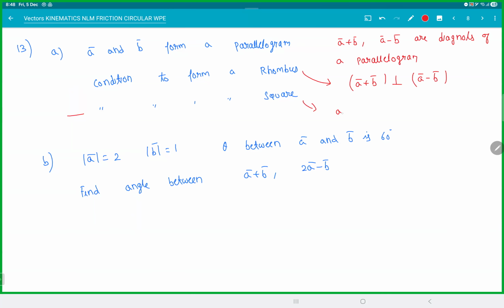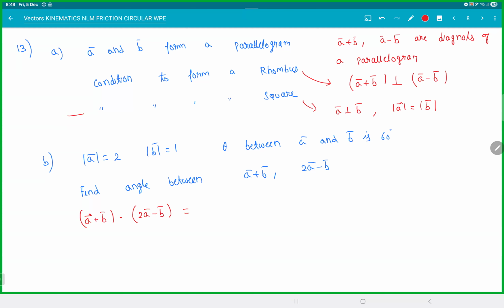For a square, A bar must be perpendicular to B bar and mod A bar must be equal to mod B bar. Sides must be equal and the sides must be perpendicular. Clear with that? What is the next thing? You want the angle between A plus B bar and 2A minus B bar. You want an angle, so the only thing to do is dot product: A plus B bar dot 2A minus B bar.